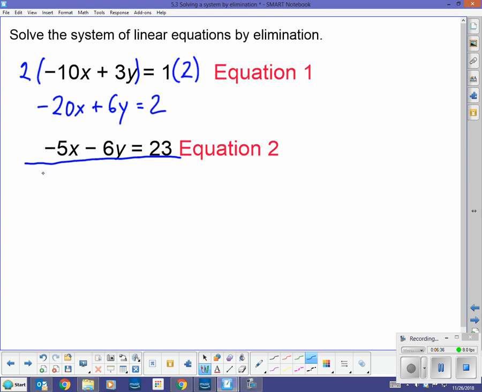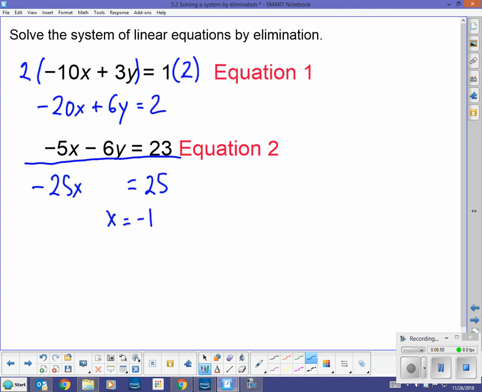So let's go ahead and add up here. Negative 20x and negative 5x is negative 25x. These will cancel, so I'll just leave that blank for now. And then 2 plus 23 is 25. So dividing both sides by negative 25, x equals negative 1.